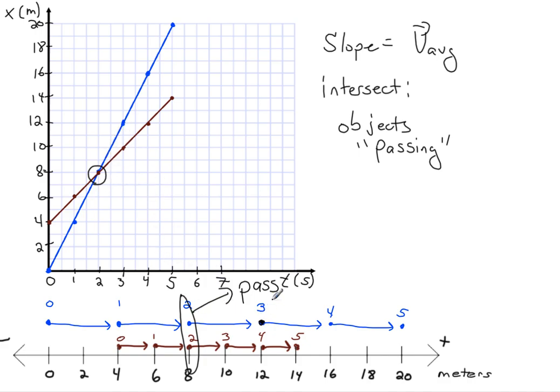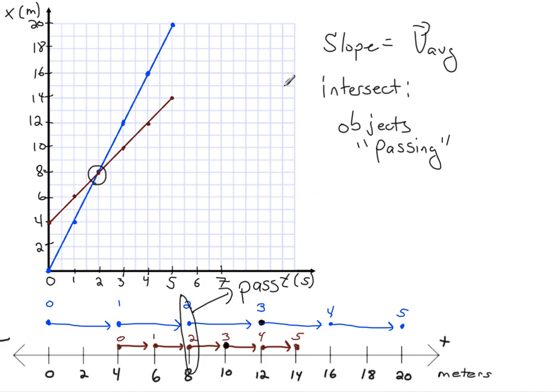At 3 seconds, the blue object is here, the red object is here. The blue object is winning the race, if this were a race. And by the time we get around to 5 seconds, the blue object is much further along at a position of 20 meters than the red object, which is just at a position of 14 meters.